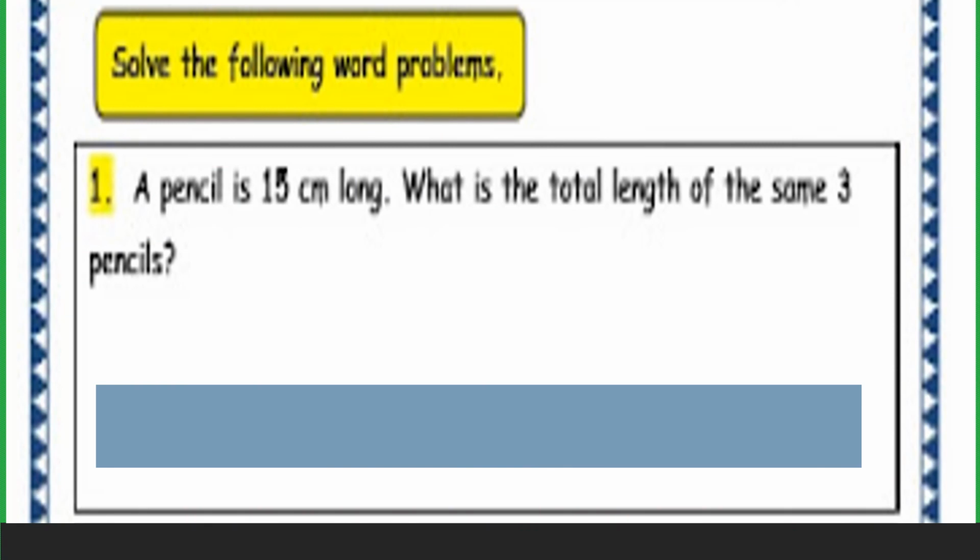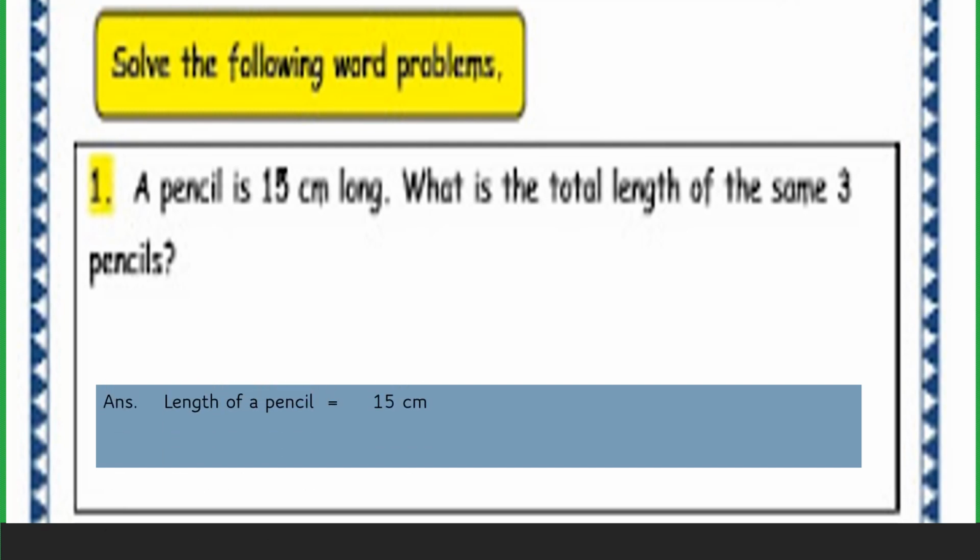Now we will solve the word problems. A pencil is 15 centimeter long. What is the total length of the same 3 pencils? Now children, here what is asked, that 3 pencils are there. All the 3 pencils are of equal length, that is 15 centimeter. You have to tell the total length of all the 3 pencils.